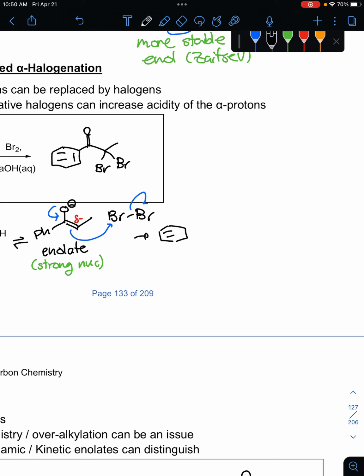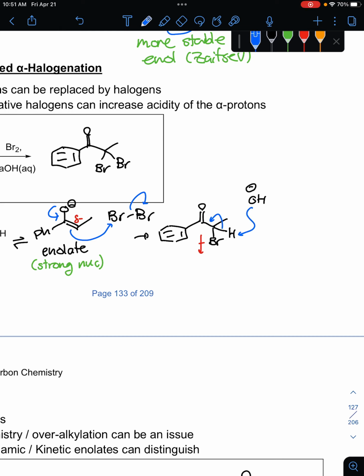This is basically an irreversible step. So we'll just draw it like that. And then you might think, well, don't you end up in the same place? The only difference is, even though bromine or halogen is electron withdrawing, that actually stabilizes the enolate, you see.